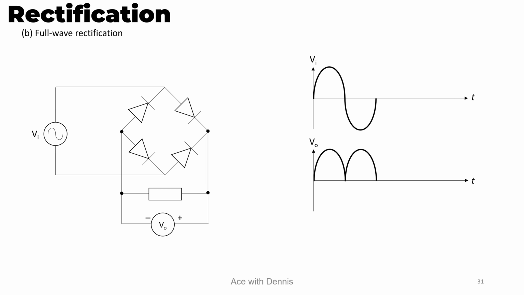Now, the process repeats again when the input voltage goes back to the positive cycle, where the current will flow in this direction again into the load and returns back to the input voltage, and hence the output voltage will follow with the positive cycle. Similarly, when the input voltage goes back to the negative cycle, the current will flow into this direction, into the load, and flows back to the input voltage, and the output voltage waveform will follow with the positive cycle.